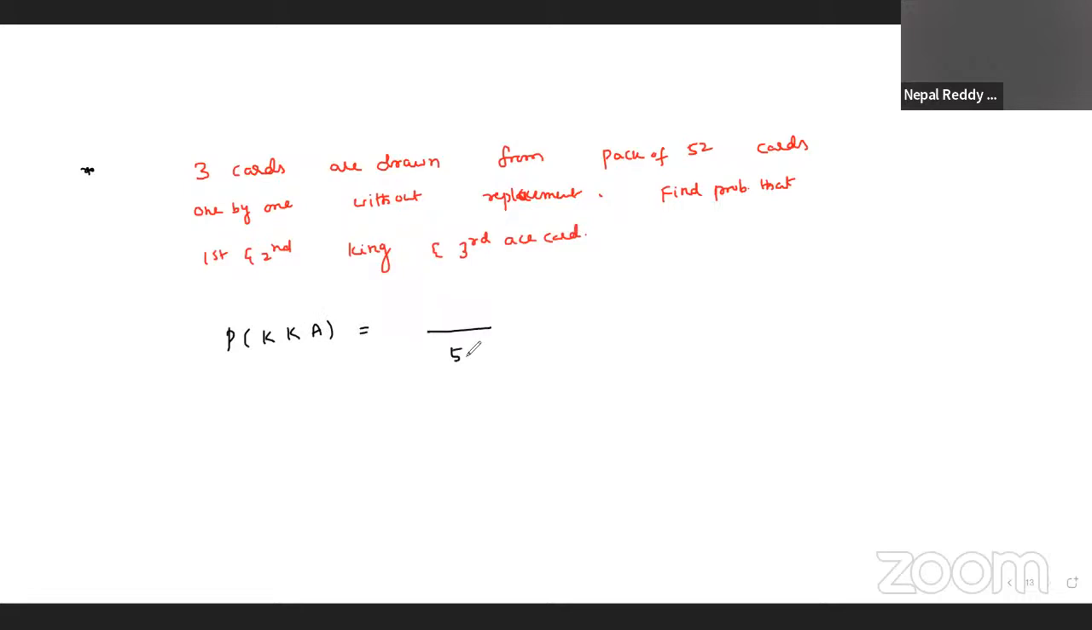Total there are 52C1, in which king card 4C1. Next, one by one, so that now you have 51. Again, one more king card. Out of 4, 1 is drawn, so remaining 3C1. Next, you get 50C1 here. Ace cards, there are totally 4 ace cards, so that 4C1. 4 into 3 into 4 divided by 52 into 51 into 50 you will get.